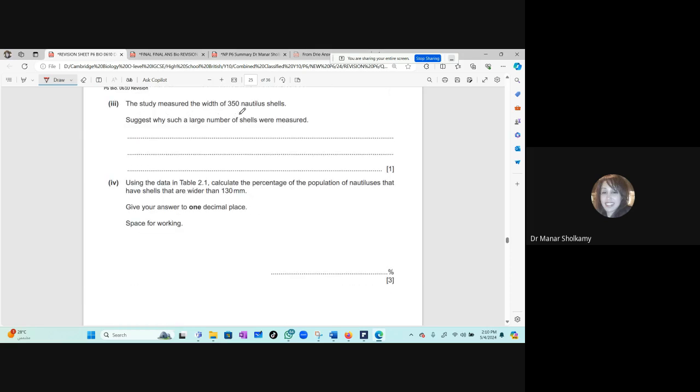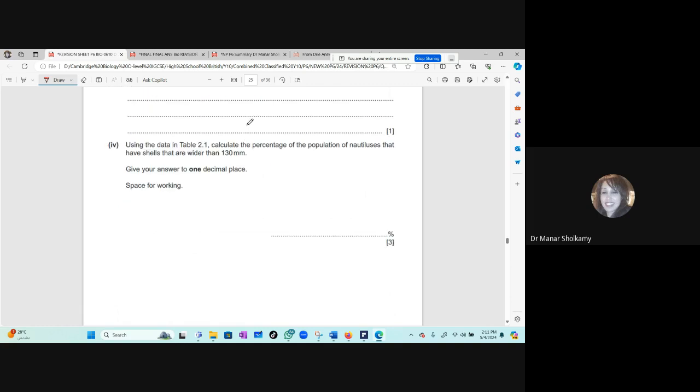Suggest why such a large number of shells were measured. Now, this is the question where you answer. How do you answer it? Representative data. Yes, I will do that because I want to give a representative sample or representative data. So memorize the answers. When they ask you, why do you repeat? In order to identify the anomalous result. Why do you take a large sample? Because I want to give representative data.